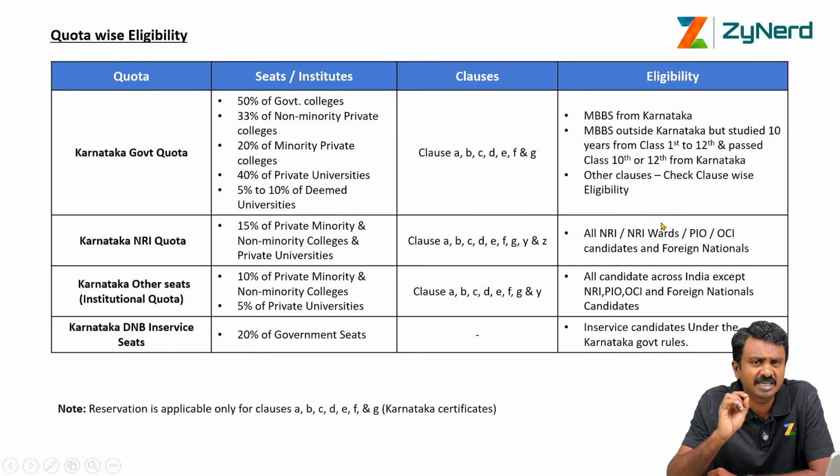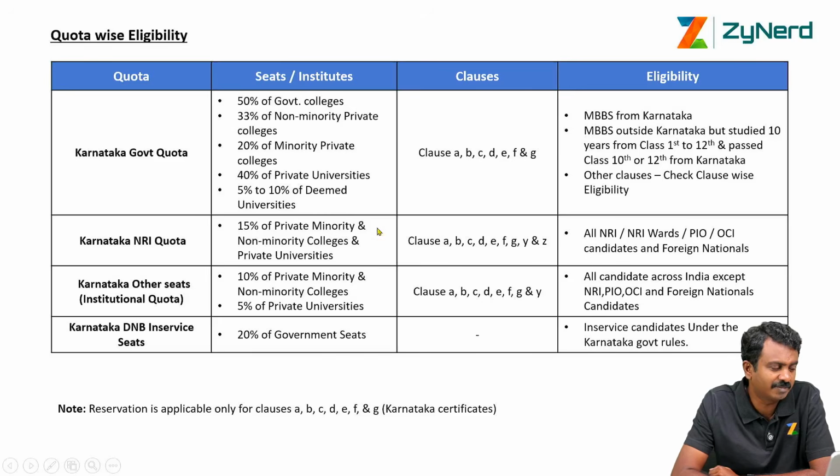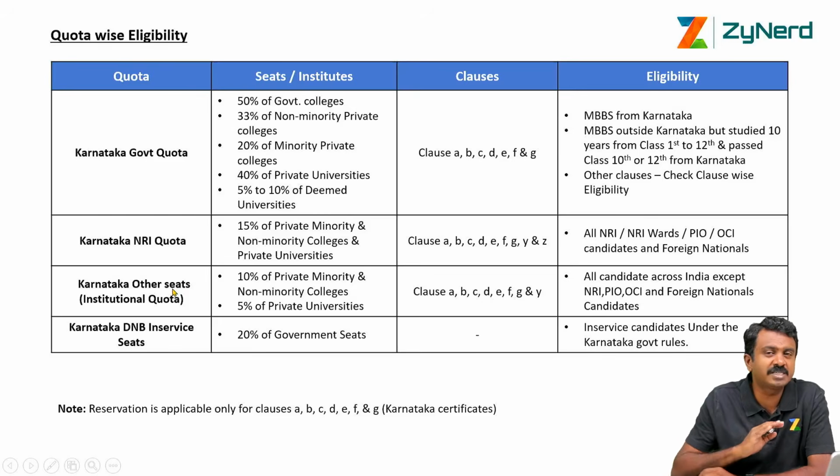This is currently under challenge after the MEA notifications, but MEA has been changing the rules multiple times. We are yet to see how this entire thing comes up this year for NRI quota. But you need to apply primarily under any one of these clauses and provide the documents required as per your criteria. Karnataka other seats are open seats across India.